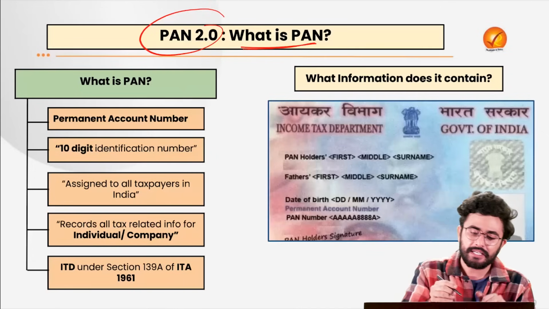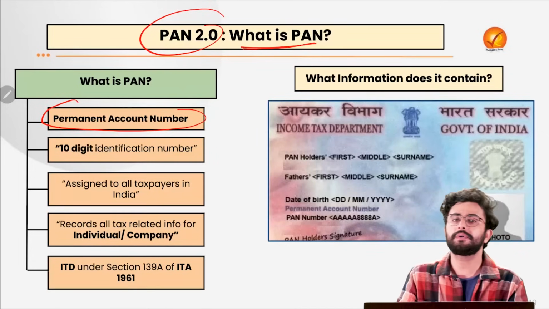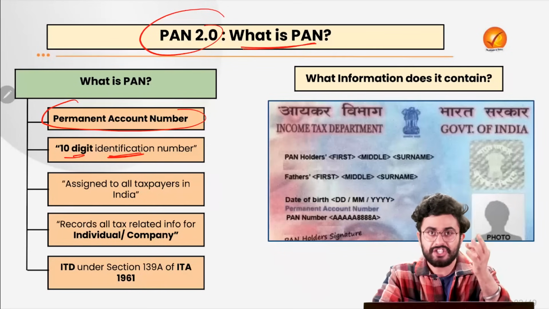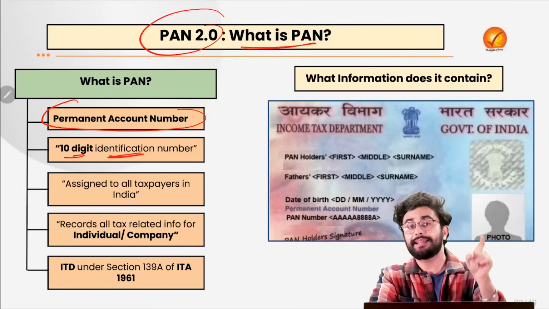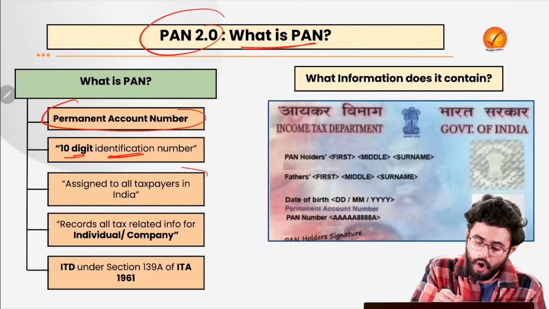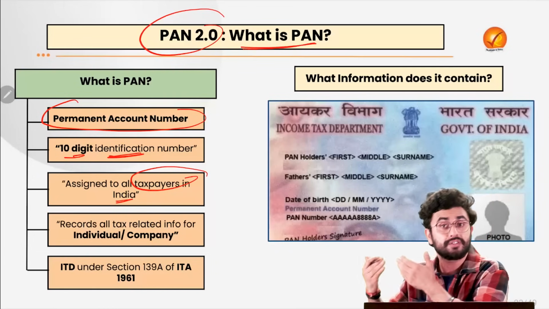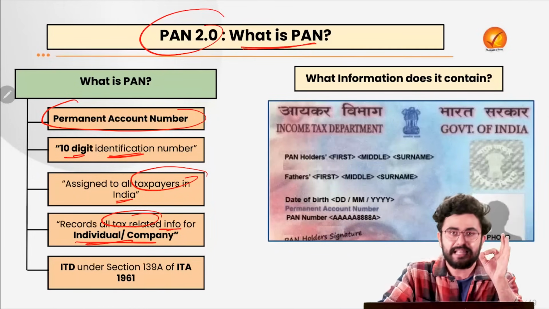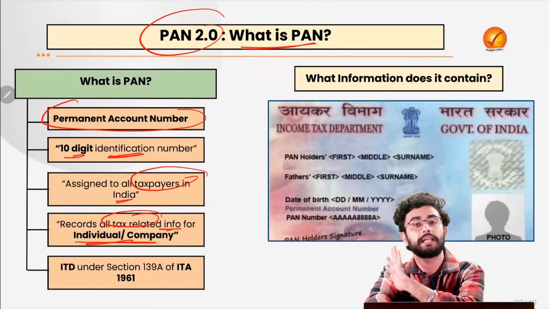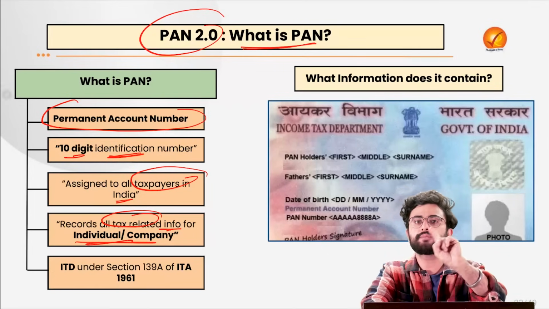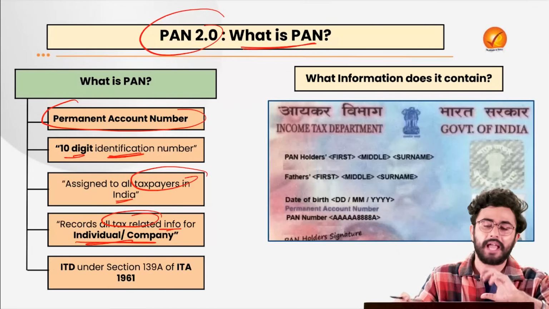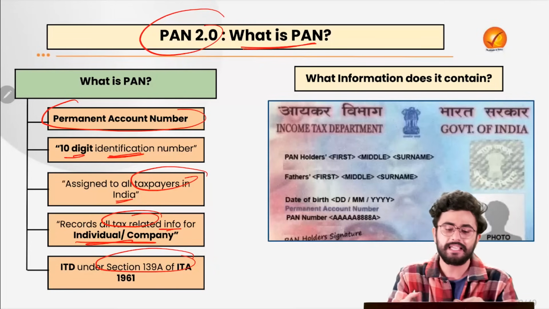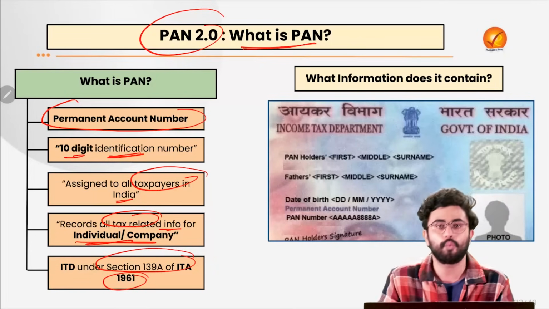PAN is basically a permanent account number, which is basically what? A 10-digit alphanumeric identification number which has been provided to you, and that is assigned to all taxpayers in India, which records what? It records all tax-related information for any individual or company. And this PAN card is provided to you by the Income Tax Department under the specific provision of Section 139A of the Income Tax Act of 1961.